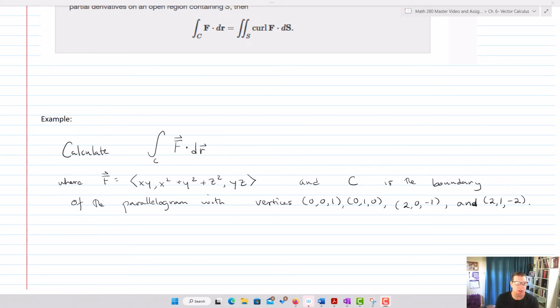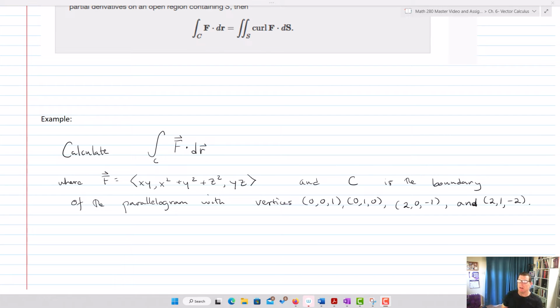So let's use Stokes' theorem now to calculate the line integral of F dot dr, where F equals xy, x squared plus y squared plus z squared, yz, and C is the boundary of the parallelogram with vertices (0, 0, 1), (0, 1, 0), (2, 0, -1), and (2, 1, -2).